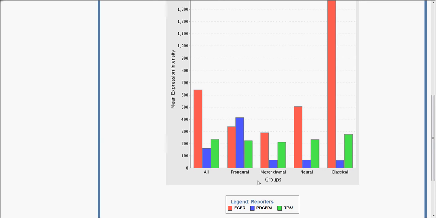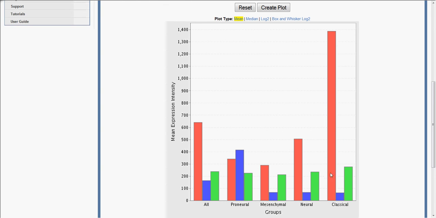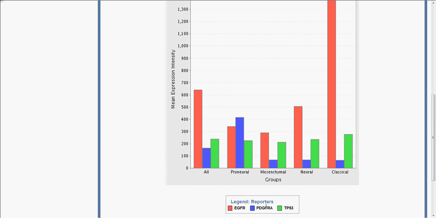So this indicates that PDGFRA may be used as a marker or target for the proneural subtype of glioblastoma. And the EGFR we mentioned before has much higher expression in the classical subtype of glioblastoma. The genes we chose here, EGFR and PDGFRA, are ones where overexpression in certain subtypes of glioblastoma has been very well documented.